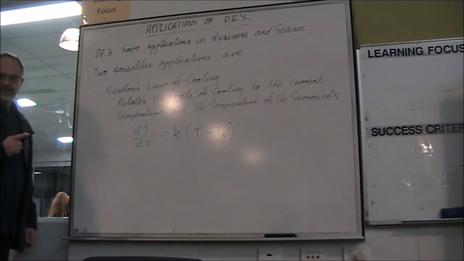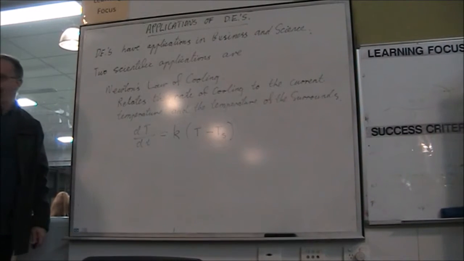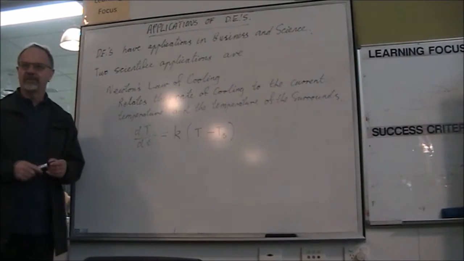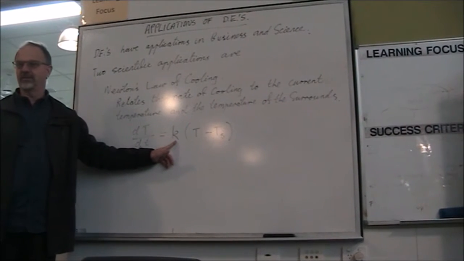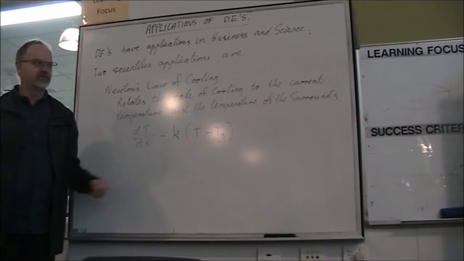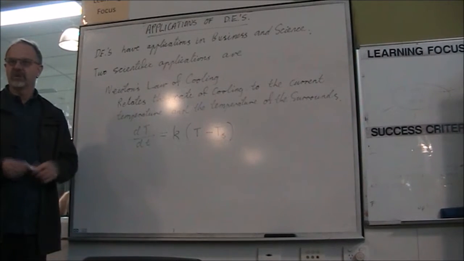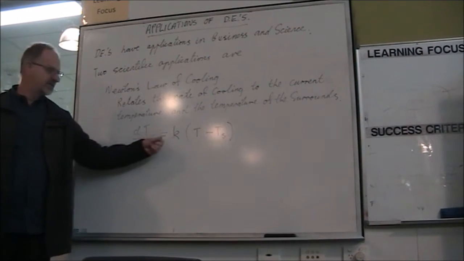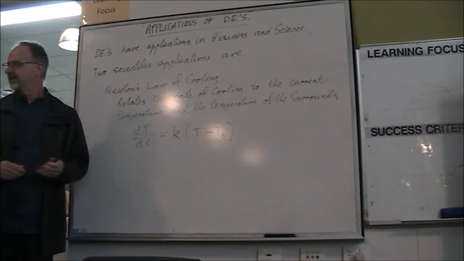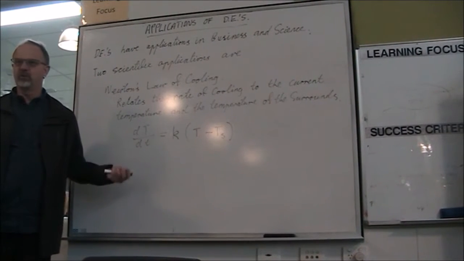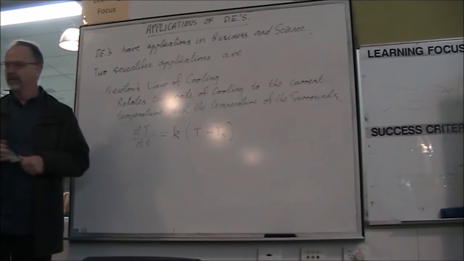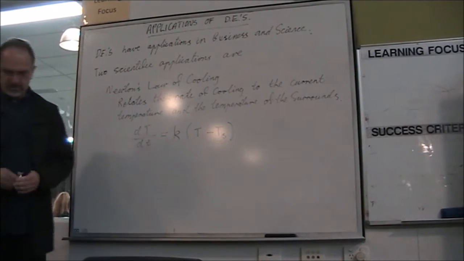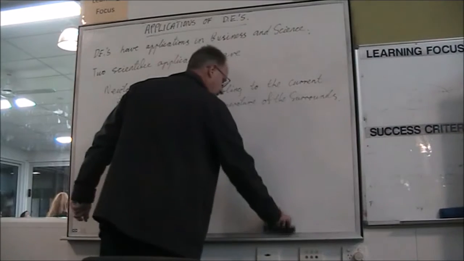All right, I'm going to rub that off. So K is just a constant? K is a constant, yeah. And it probably relates to what the substance is, and other things as well. But for a particular material, that K will be constant. It might be a different value for water or lead or aluminium or whatever. But it is constant.